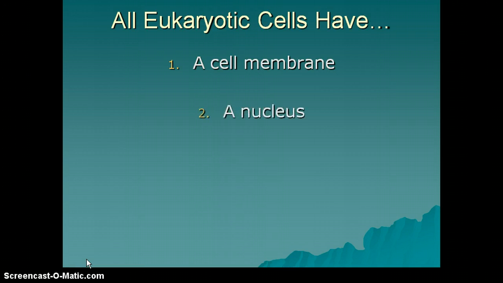Number 2 is a nucleus. All eukaryotic cells have a nucleus, and that nucleus will hold the DNA. It's kind of our brain of each cell. It's the control center of each cell.